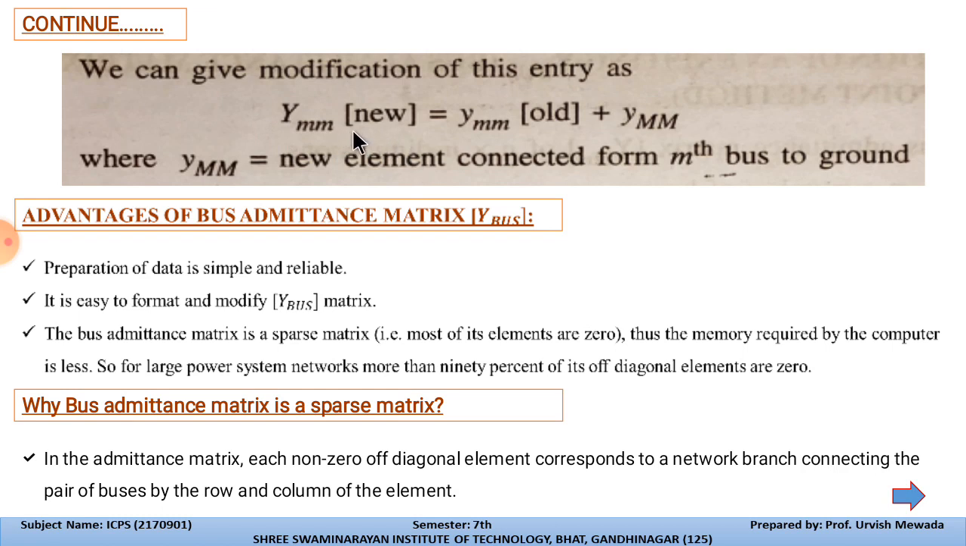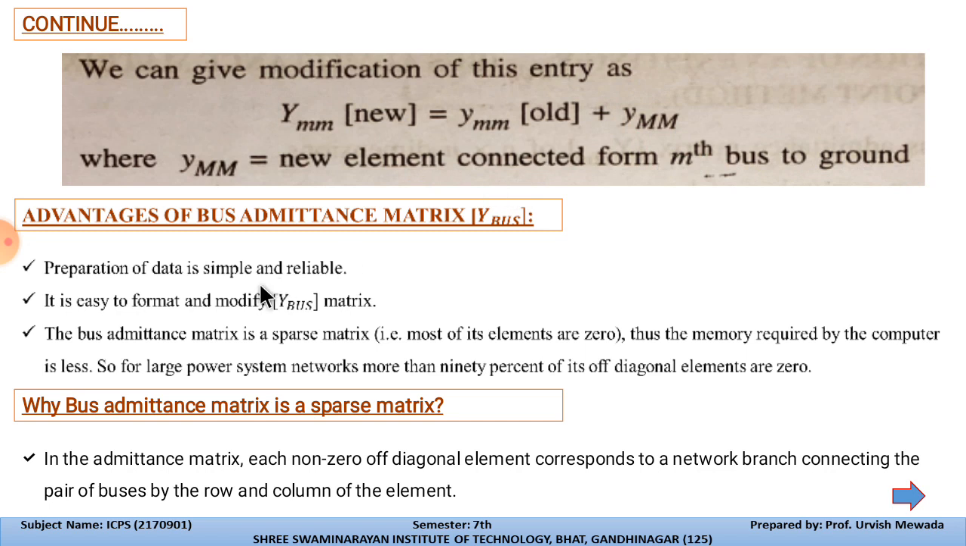So let us consider how it will be. YMM new is equal to YMM old plus YMM, the new admittance matrix by adding that link. So YMM is the new element connected from the mth bus to the ground.